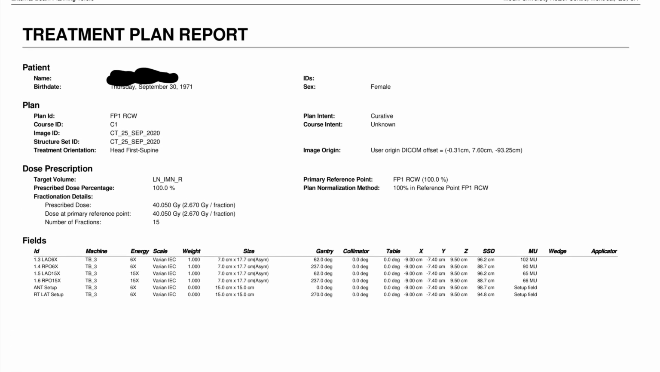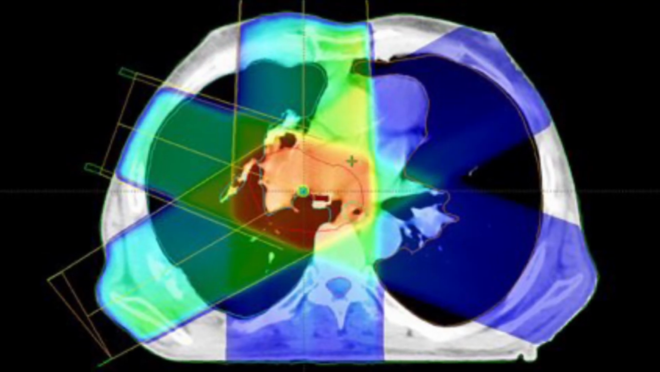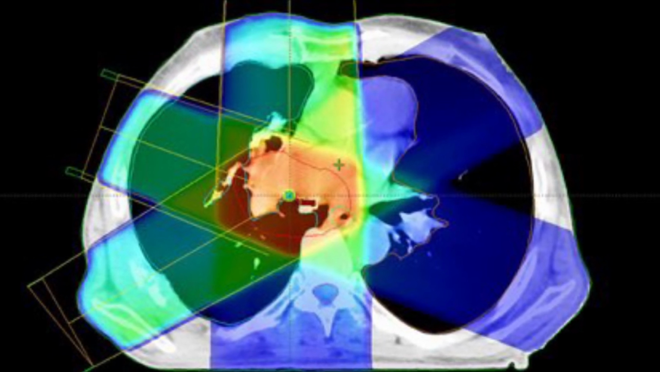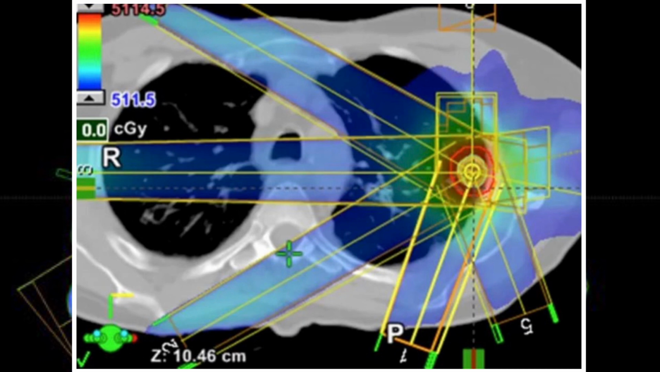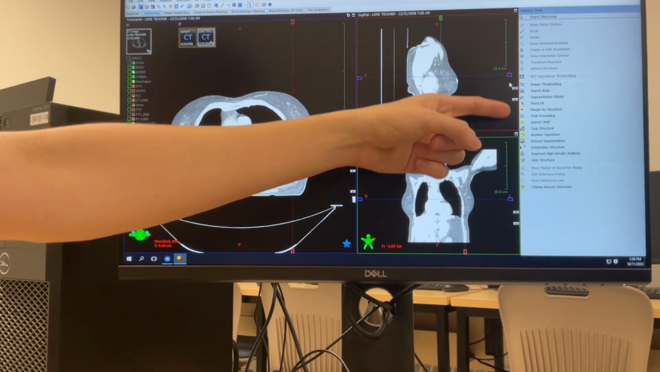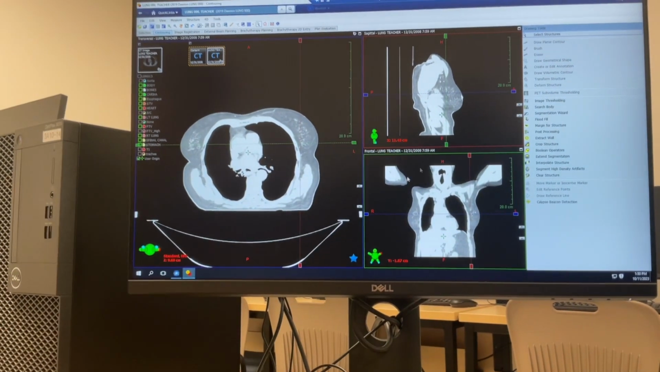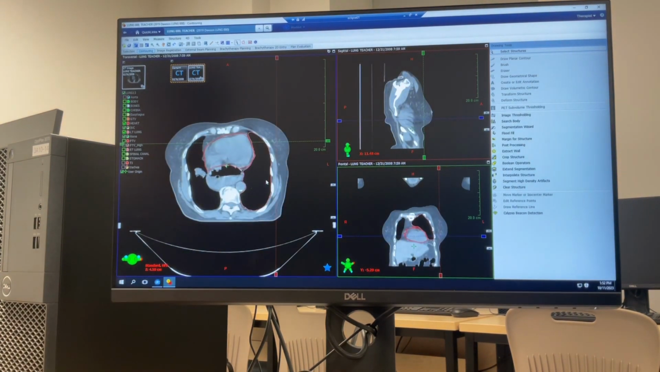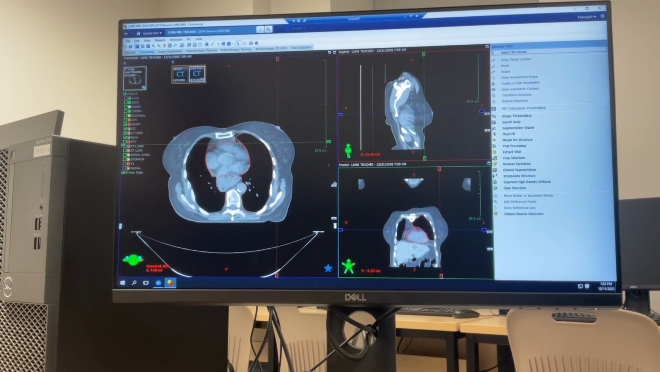Here you can see an example. Techniques like splitting up the beam and avoiding certain parts help reduce the chances of having side effects. This is better than using a single powerful beam. Going back to the application, there are a bunch of tools on the side to help us in contouring. Changing the window width and level helps us differentiate tissues just like this.